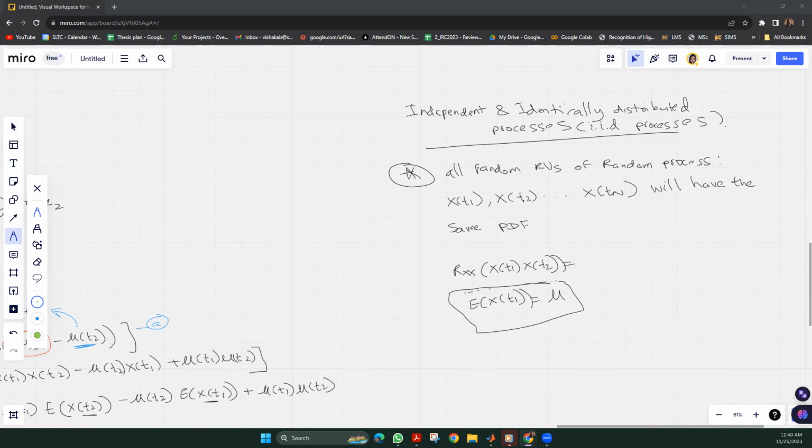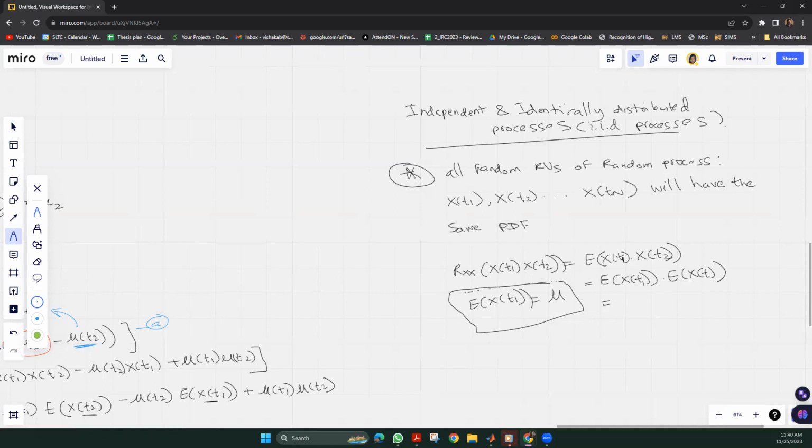So the value of the autocorrelation is found by taking the expectation of the product between the two random variables. Since these are independent, we can do the expectation operation individually on both random variables separately, for xt1 and xt2.